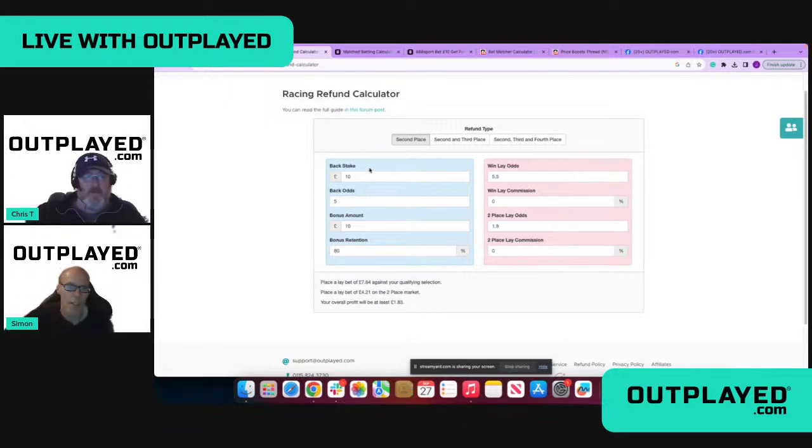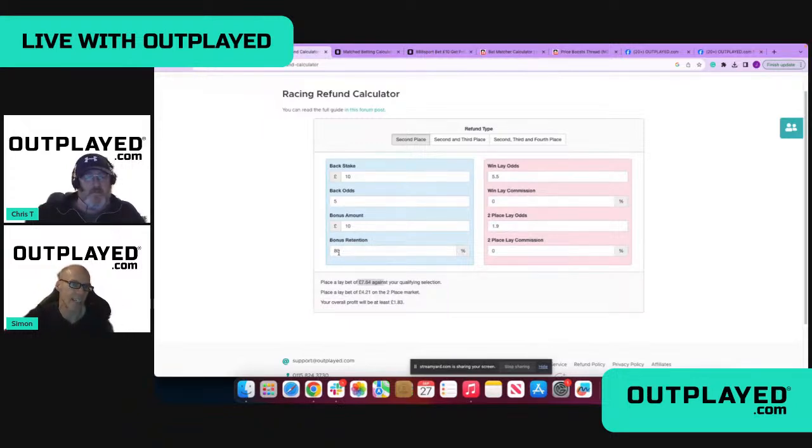One thing to stress as well is you're either going to use the racing refund calculator or you'll use the standard calculator. You wouldn't start using the standard calculator, calculate your win lay bet, and then think, okay, I'm going to lock in a profit on the place, because your win lay bet's going to be wrong if you do that. So let's say you decided you want to lock in a profit on this offer. It's a £10 free bet.